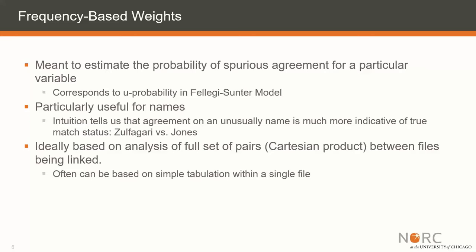Essentially, the frequency-based weight corresponds to the U probability in the Fellegi-Sunter model, which is the probability that the name field agrees given that the records don't represent the same person. Often these can be developed from a tabulation within a single file, the name frequencies, that is.